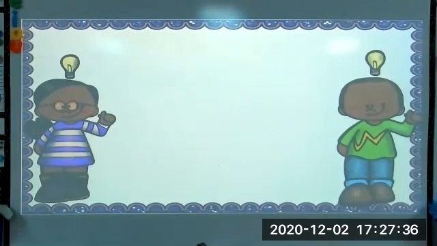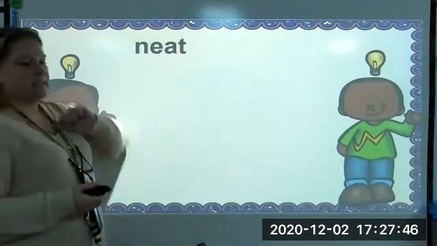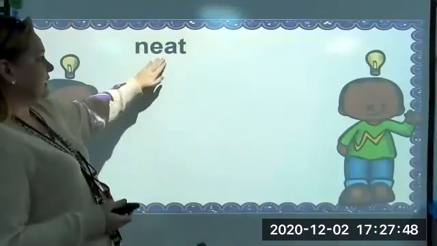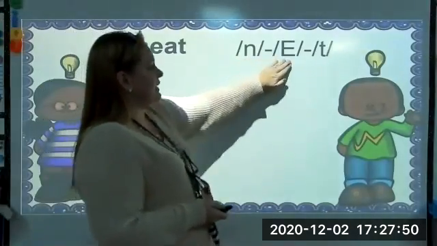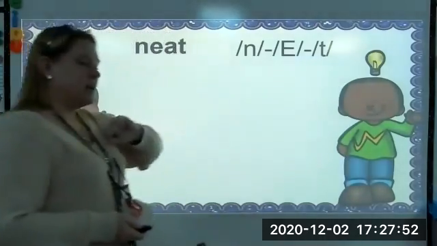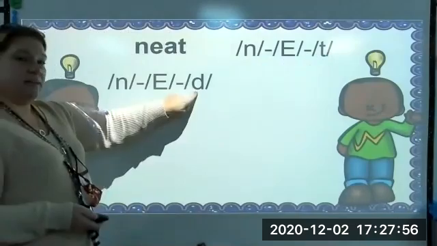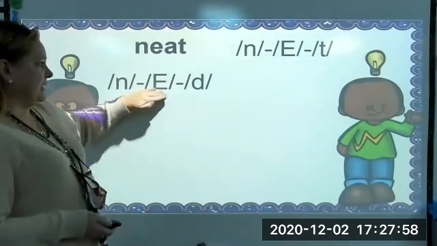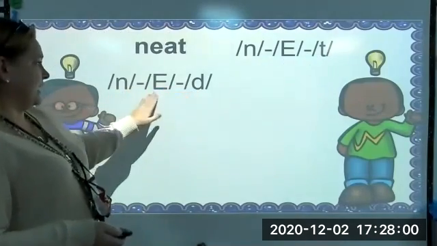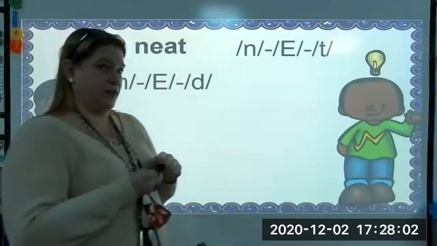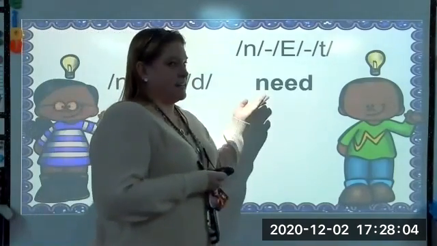And our last sentence, Henry keeps his room neat and tidy. Neat is the word on the curve. Let's all say that word together. Neat. Let's stretch it out. Neat. Eat. Neat. We're going to change that final sound to d. Need. The new word on the curve is need.